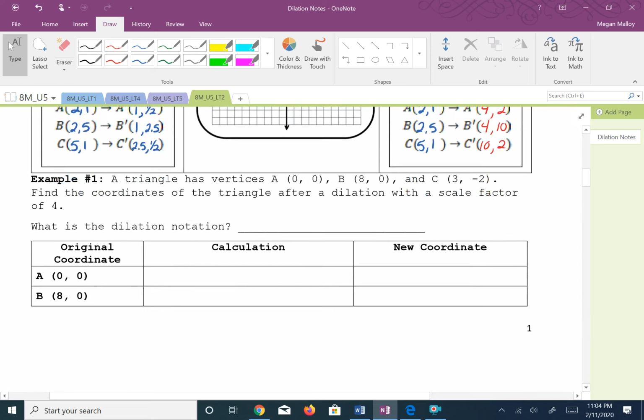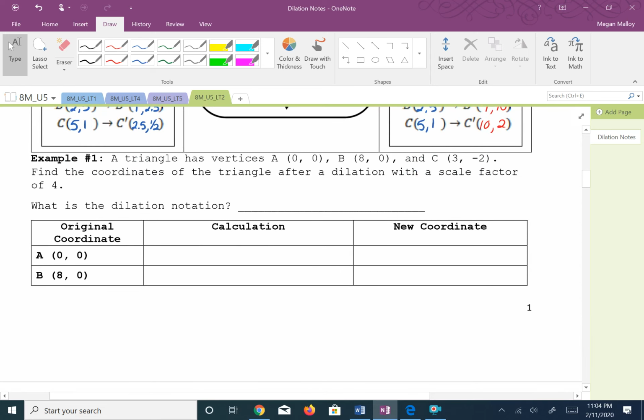So looking at example 1 here, we have a triangle with vertices at 0, 0, 8, 0, and 3, negative 2. We want to find the coordinates of the triangle after a dilation with a scale factor of 4. So since my scale factor is 4, if I write my dilation notation, I'm going to take my x and my y coordinate, and I'm going to be multiplying both by 4.